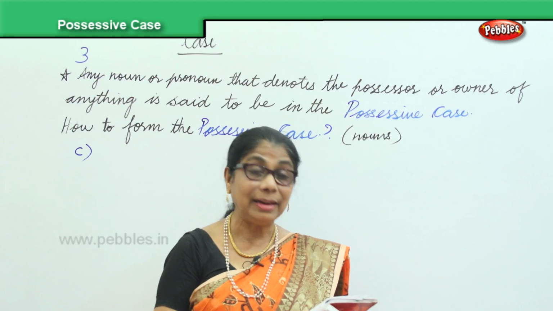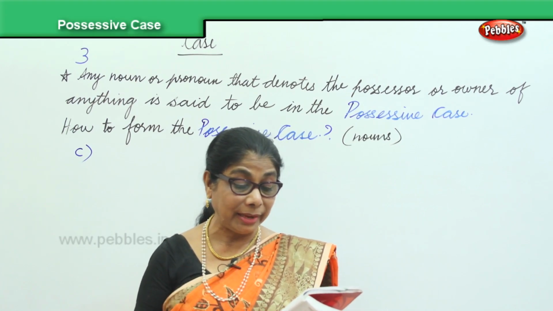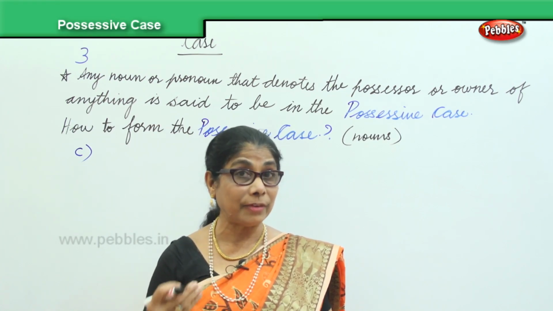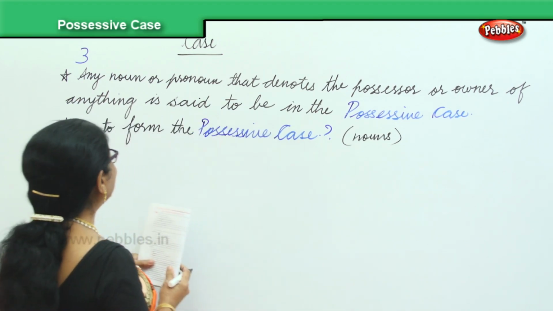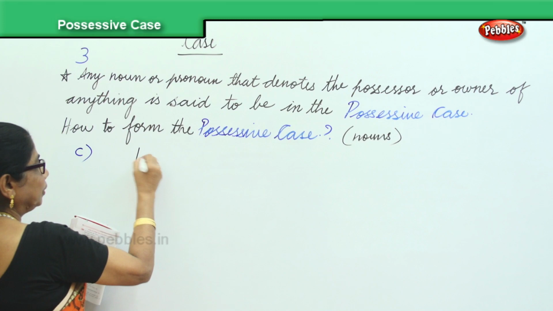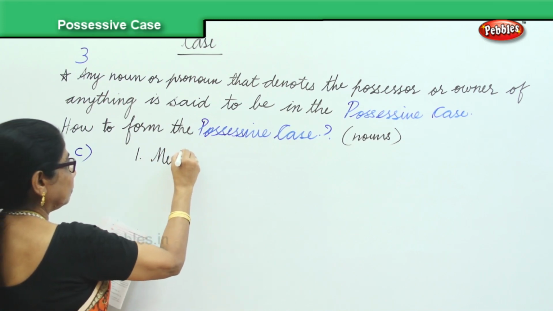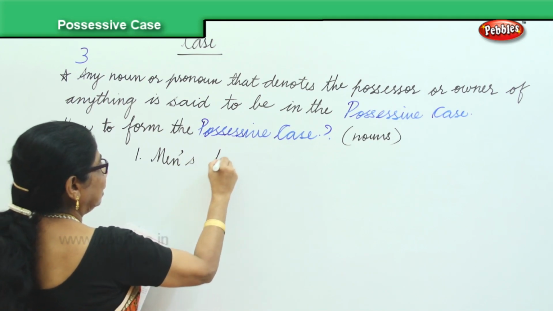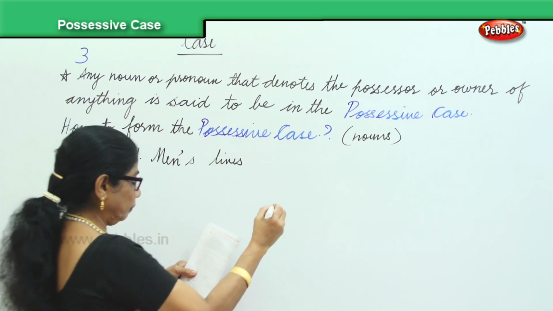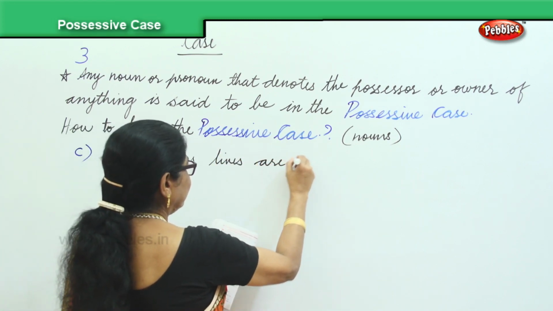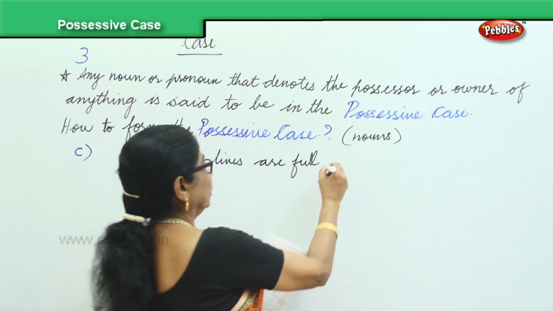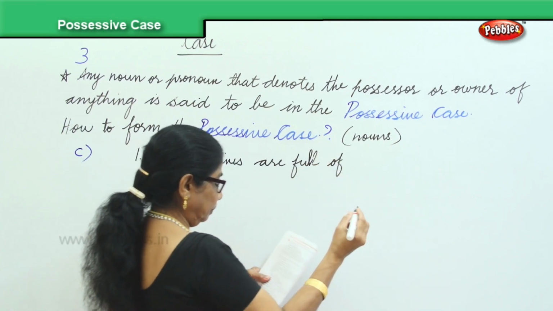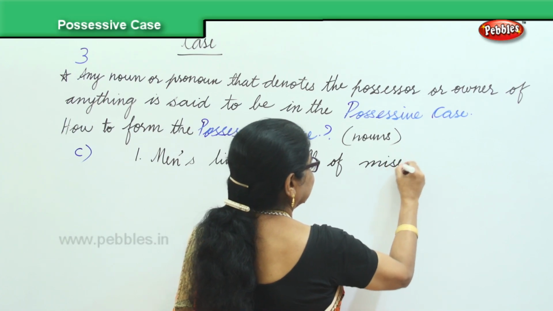We have sentences, we have possessive case in the plural again, but here this plural is different from what we did earlier. First of all, let's look at the sentences I have for you. First one, men's lives are full of misery.